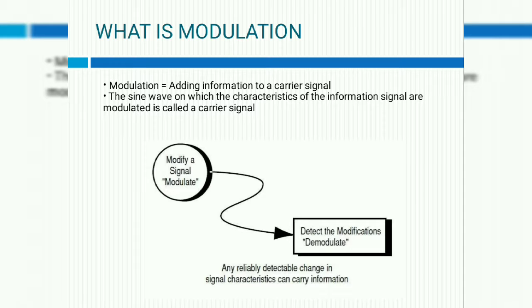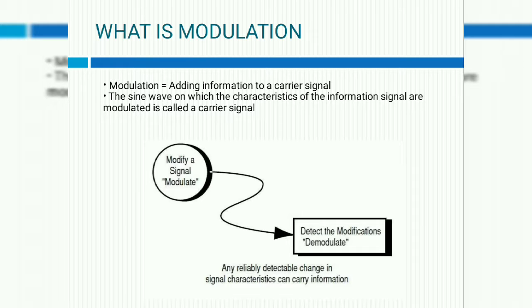Like if you are doing amplitude modulation, you keep the frequency and phase constant. Suppose you are doing frequency modulation, you keep the amplitude and phase constant. Suppose you are doing phase modulation, you keep the amplitude and frequency constant. So that is known as modulation.